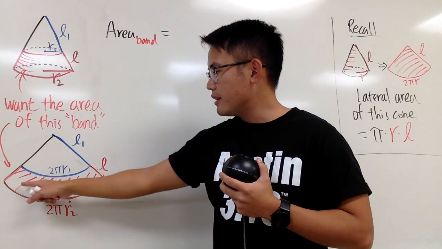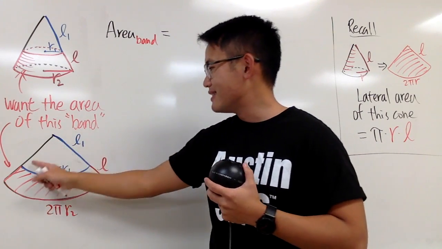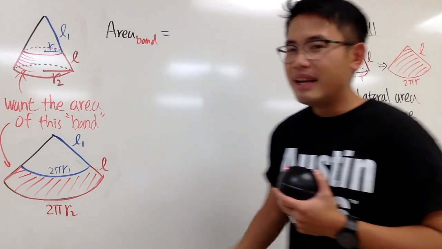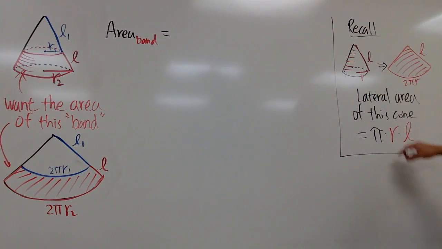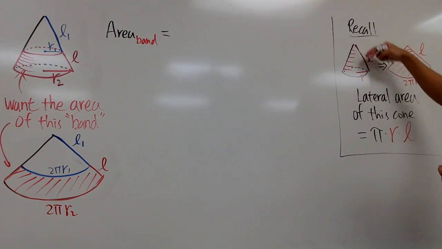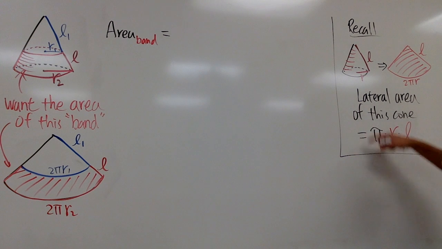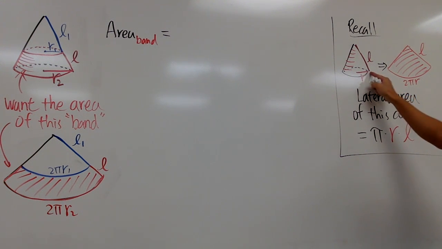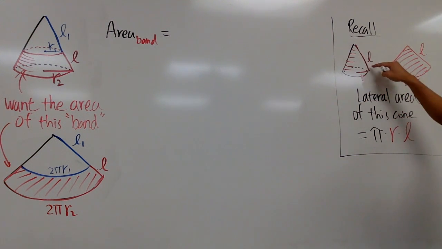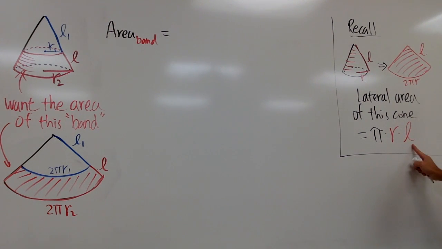Well, if you want to find this area, of course, you want the whole thing minus this one that you don't want, right? And let's recall how to find the lateral area of the whole cone. When you have a cone like this, you can make a cut right here. You can open it, so you actually get a sector like that. Well, to get this area, you need to know the radius of the base circle, which is R, and then the standard height. And in fact, all you have to do is pi times R times L.